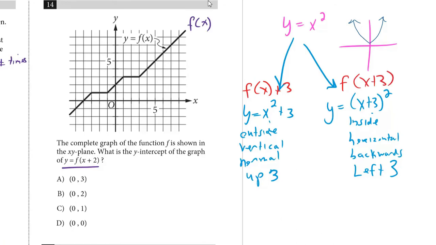So now relating that to the question, when they say f of x plus 2, if f of x plus 3 is left 3, f of x plus 2 is simply left 2. So we're taking every point on this graph and we're going to move it left 2. For instance, this point goes here. This point would go here. Just picking some nice simple points.